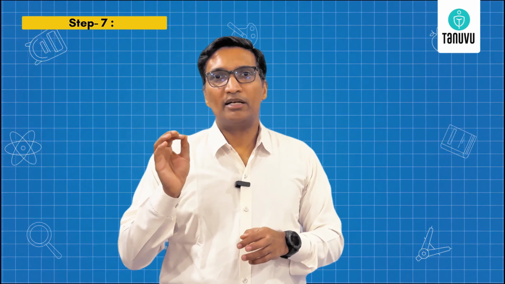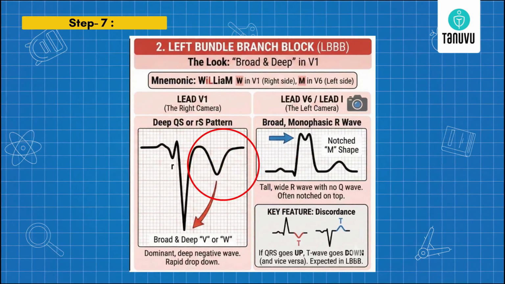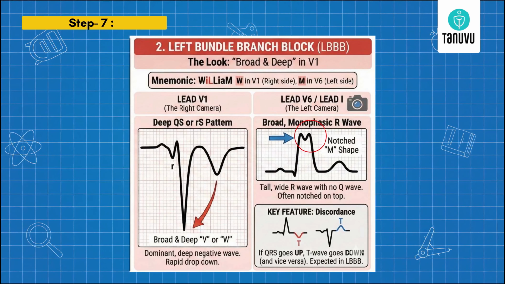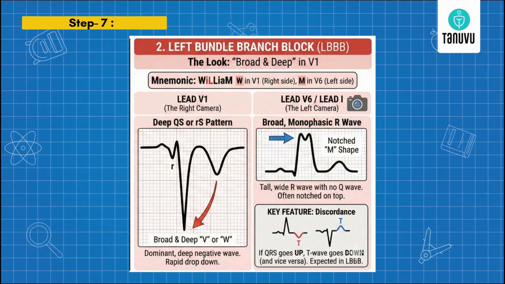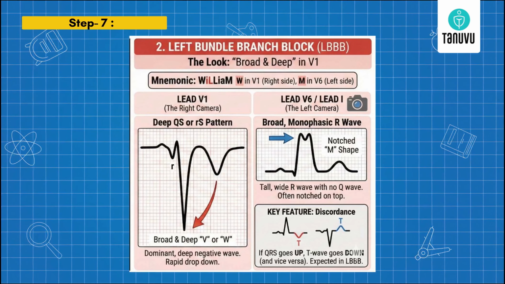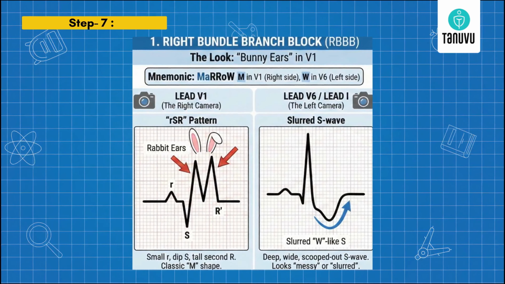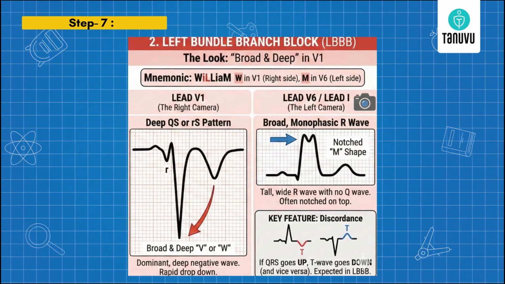Now, the left bundle branch block can be remembered by a pattern called WiLLiaM. There is a W pattern in V1 and then there is an M pattern in V6. Simply looking at V1 and V6 and identifying these patterns can help you pick up the bundle branch blocks. So concluding, MaRRoW for the right bundle branch block, the M and W, whereas WiLLiaM for the left bundle branch block, which is W and M in V1 and V6 leads. This can help you easily pick up the bundle branch blocks.